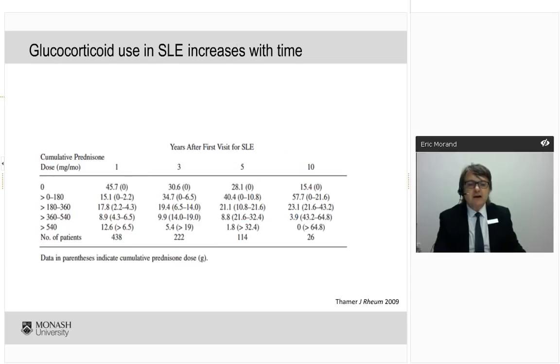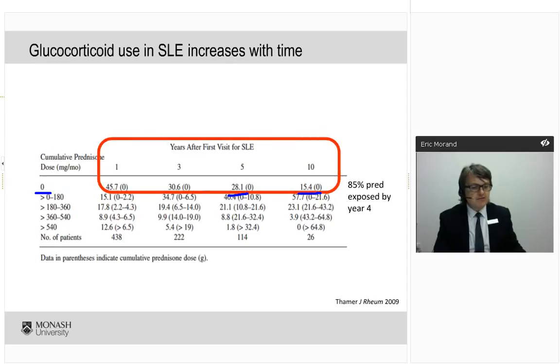When you look at the patients over time, the patients not taking steroids by year 5 is only 28%, and by year 10, only 15%. So patients are more likely to take steroids the longer they have the disease. The exact opposite of what we would hope, which would be that more patients will be taken off their steroids. What we see, unfortunately, is that more and more patients are treated with steroids.